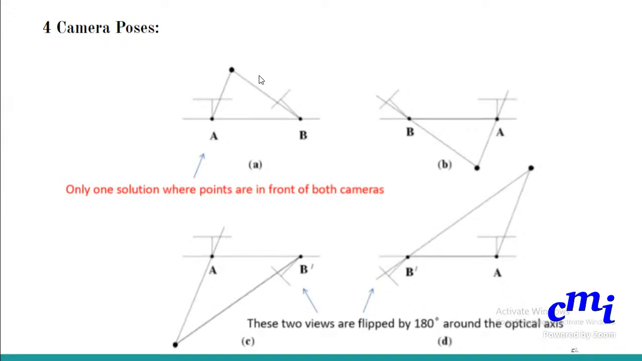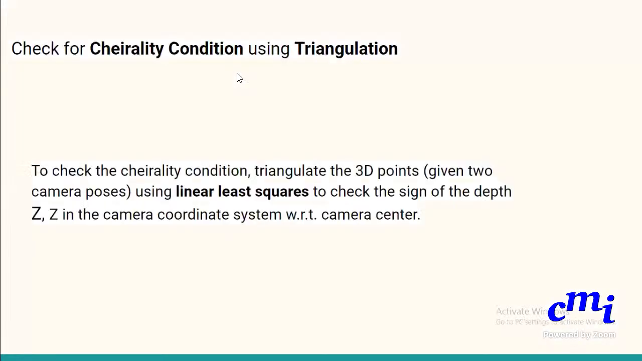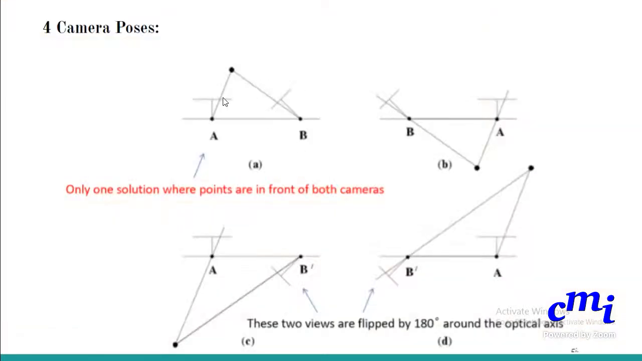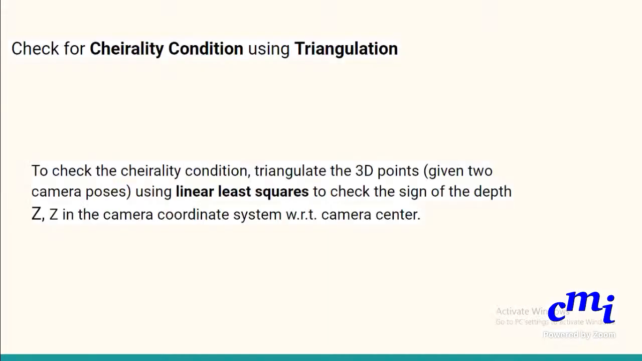So how do you estimate it? By triangulation you can calculate the 3D point and see what the Z value of that 3D point is. What is the sign of the depth value, Z, with respect to the camera coordinate? If it's positive, then it is the right camera pose. We do this for all the points of interest, and we take the camera pose which has the maximum number of points satisfying that cheirality condition.